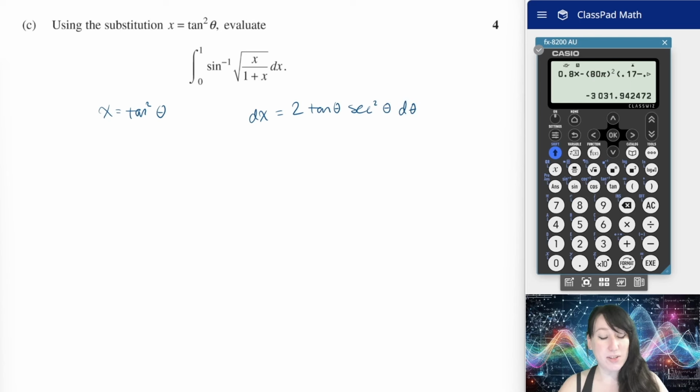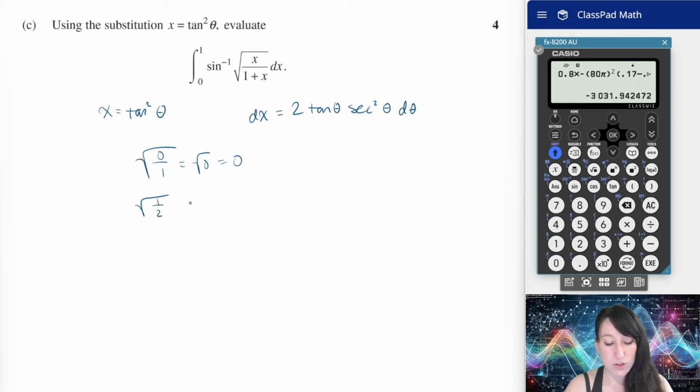Since this is a definite integral, let's find the limits of integration for theta instead of x. Now, as x goes from 0 to 1, what does the argument for sine inverse go between? At 0, the square root of 0 over 1 is 0. And then at 1, it's going to be the square root of 1 over 2, 1 over root 2.